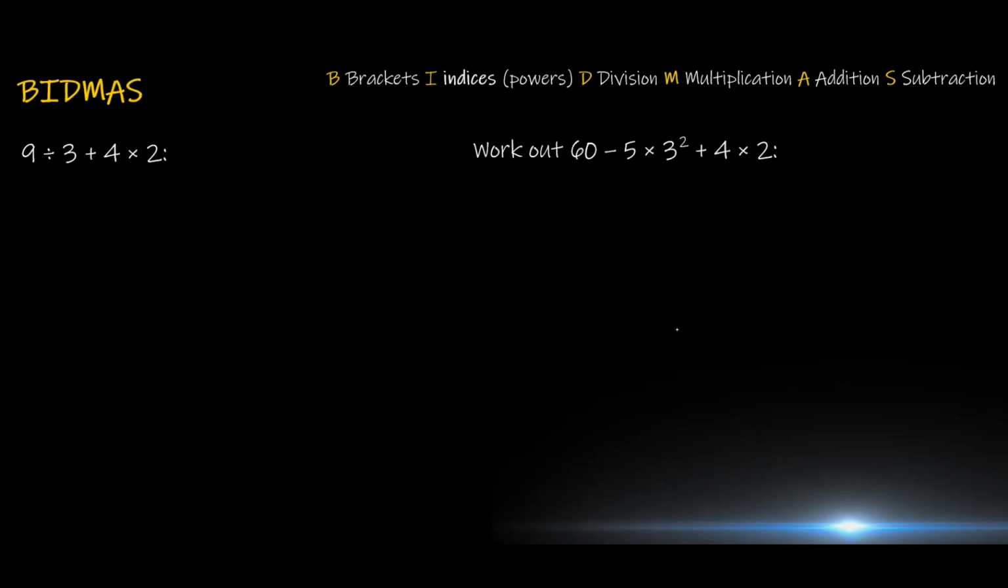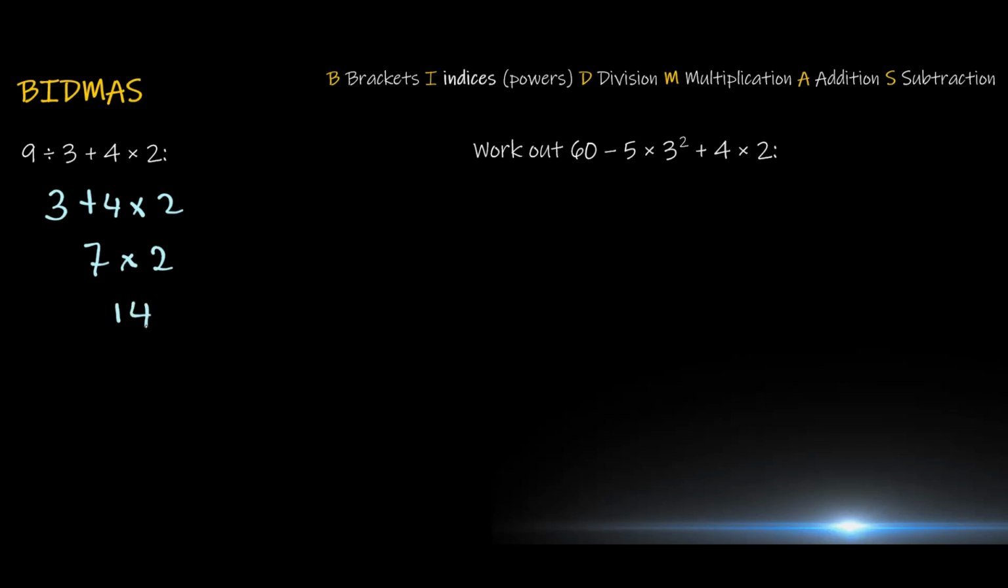In this video, I'm going to be showing you how to use BIDMAS to carry out the correct order of mathematical operations. In this example, we have 9 divided by 3, add 4, multiply by 2. If we do it the way it's actually written, we will do 9 divided by 3, which gives you 3, plus 4 times 2. Then we will do 3 add 4, which gives you 7, times 2.